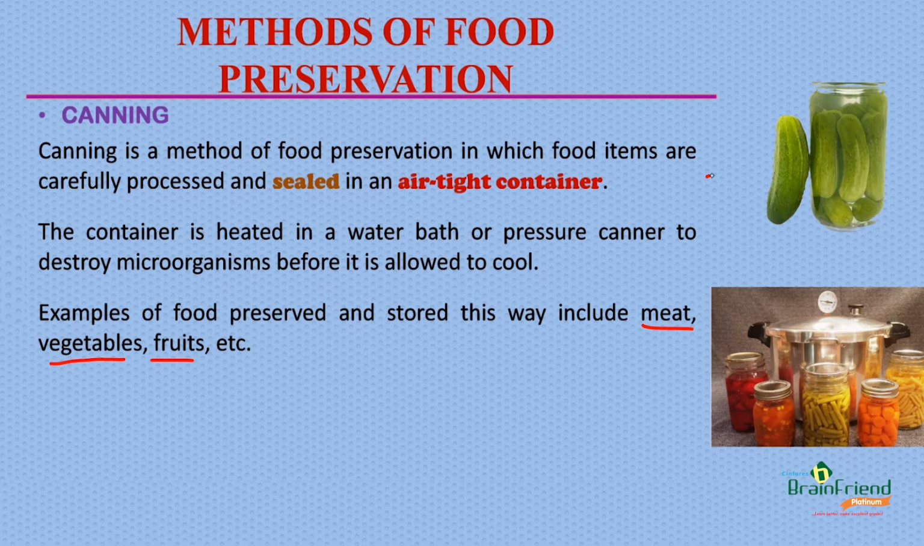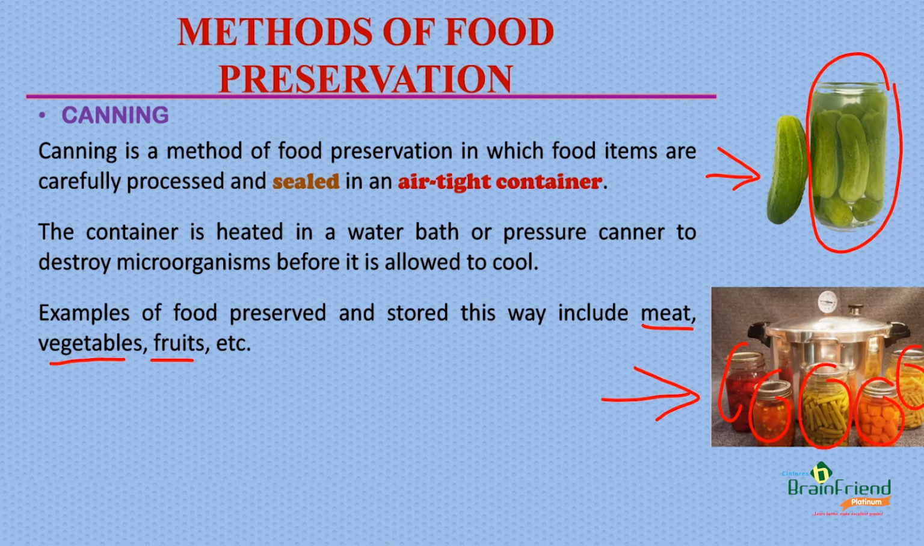This is a typical image of cucumber which is preserved using the canning method. We can see cucumber in the jar. Also, this is a typical image of canned items. We can see them here. Food is preserved inside, and this is a pressure canner.